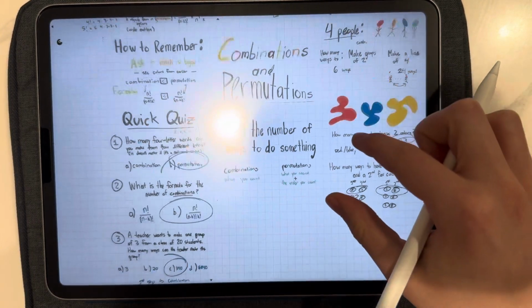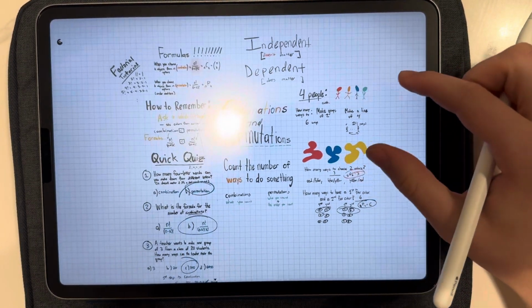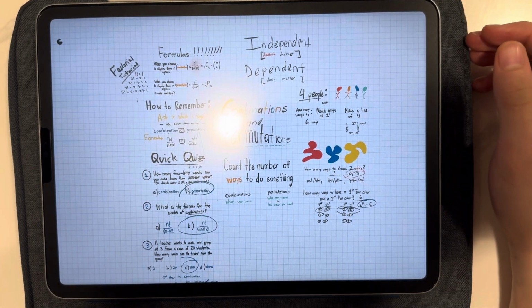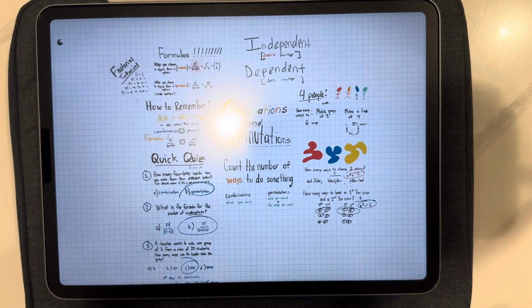I hope that makes combinations and permutations easier to understand. They're not that hard once you get some practice, and if you can understand the difference between them, it makes it a whole lot easier.